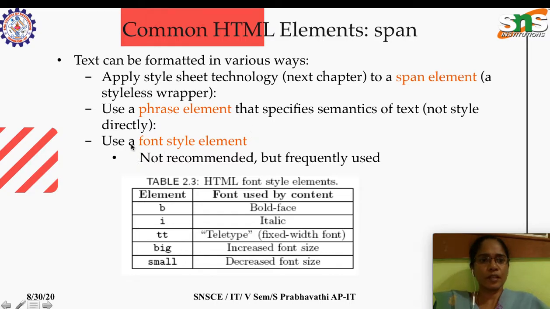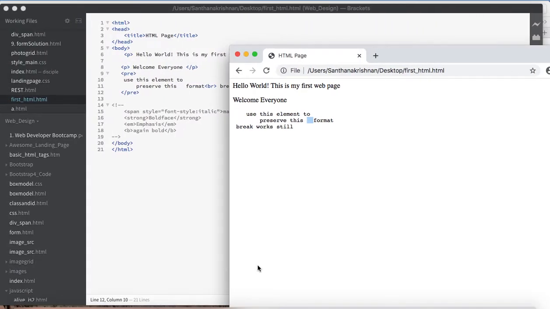Okay, so then we could go for styling our text content using the font style elements like this. These are some of the font style elements. B stands for bold, i for italic, and this is for monospace, TT. So fixed width font is said to be monospace. TT stands for teletype. Big, small: big in the sense increased font size, small is decreased font size. So I'll take you through a little demo on that.